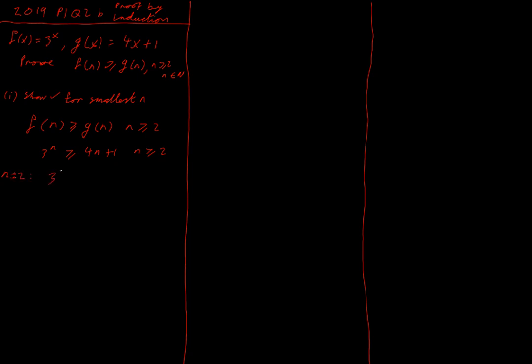We have 3 to the power of 2 and 4 times 2 plus 1. Just work that out. 9 is greater than or equal to 9. That is true. So it is true for the smallest value of n that we can be dealing with. Usually, again, that's going to be n equals 1. In this case, it explicitly tells you it's going to be n equals 2.